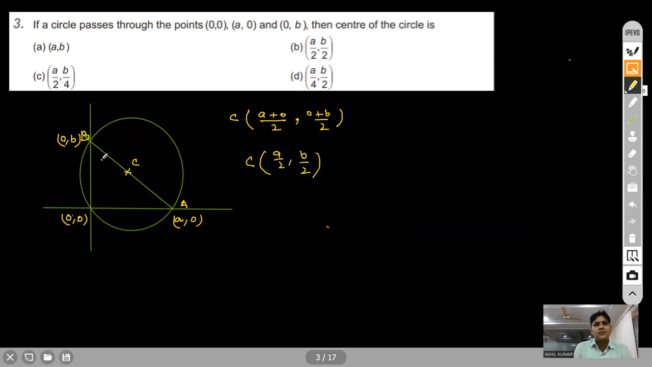Okay. Why will AB be the diameter? Because AB is subtending the 90 degree angle at the circumference, right? Why 90 degree? Because we can consider this as the y-axis and this as the x-axis. Hence, this AB will be the diameter and C will be the midpoint of AB. And by this, we find the coordinates of C as A by 2 comma B by 2.